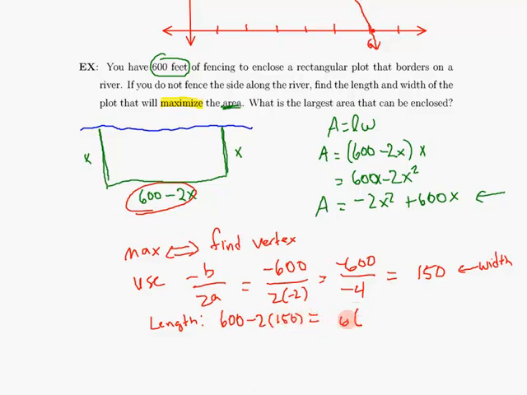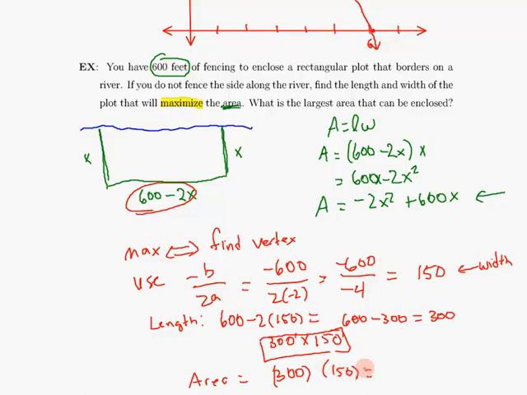600 minus 300 is 300. So it is 150 feet wide and 300 feet long. And what's the area? It does ask us for that as well. We'll just take 300 times 150. Length times width is the area. That's going to give me 45,000 square feet.